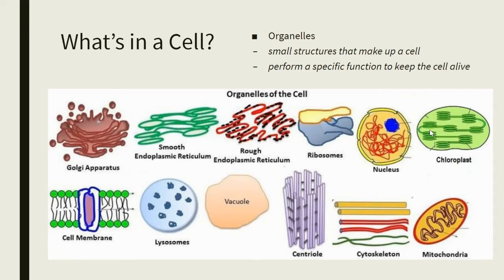So, what makes up a cell? What's in a cell? Well, there are organelles, which are small structures that make up the cell, and each organelle does a specific function to keep the cell alive. And here are some examples of the organelles. This might be familiar to you from 7th grade, but we're going to talk through these different organelles one by one.